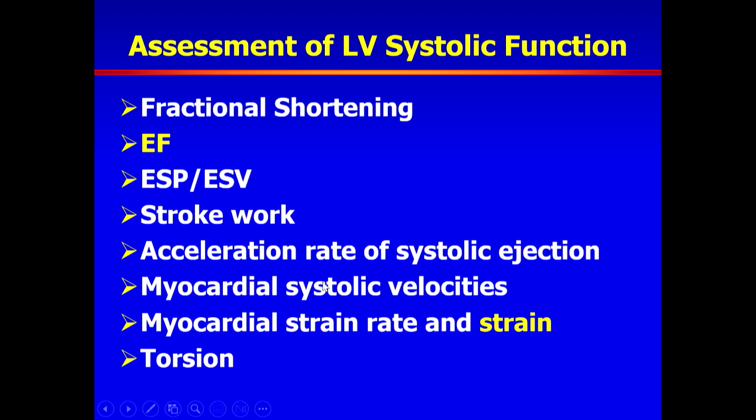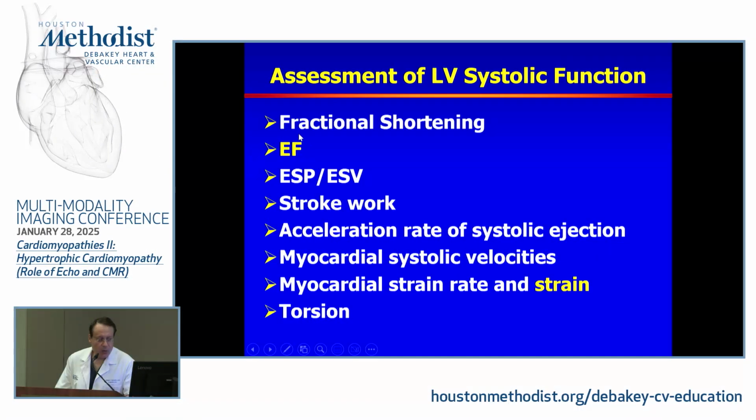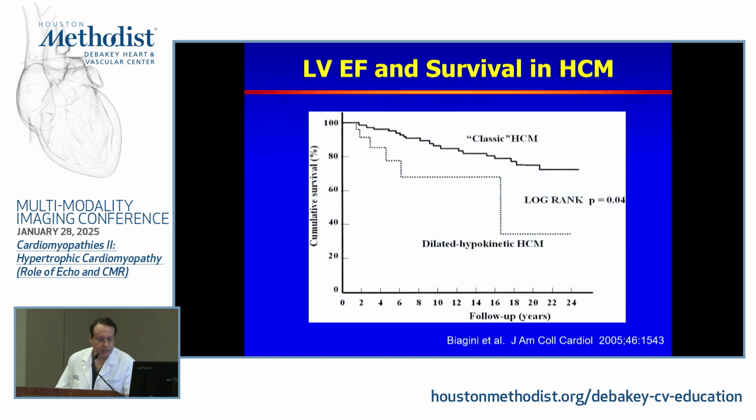There are many indices of systolic function that are used in all cardiovascular disorders. The ones that you will see frequently in reports are fractional shortening, ejection fraction. Ejection fraction is a big deal in this disease because we can identify patients with reduced ejection fraction, be it part of the natural history of the disease, where a small subset can develop systolic dysfunction, or changes in response to negative inotropic therapy with myosin inhibitors, for example.